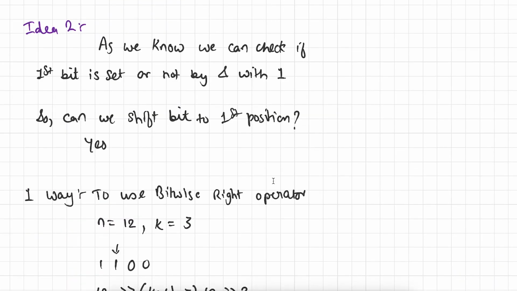We begin the second idea with the fact that if we want to check whether the first bit of a number is set or not, we simply bitwise AND that number with 1, and if we get a result not equal to 0, it means the bit is set, right? So let's say the number is 0 0 1 0. Can we shift this bit to the right side, like this, 0 0 0 1? Can we shift this bit to the first position? Obviously, we have learned about the right shift operator. We can shift bits towards the right by using the right shift operator, right?